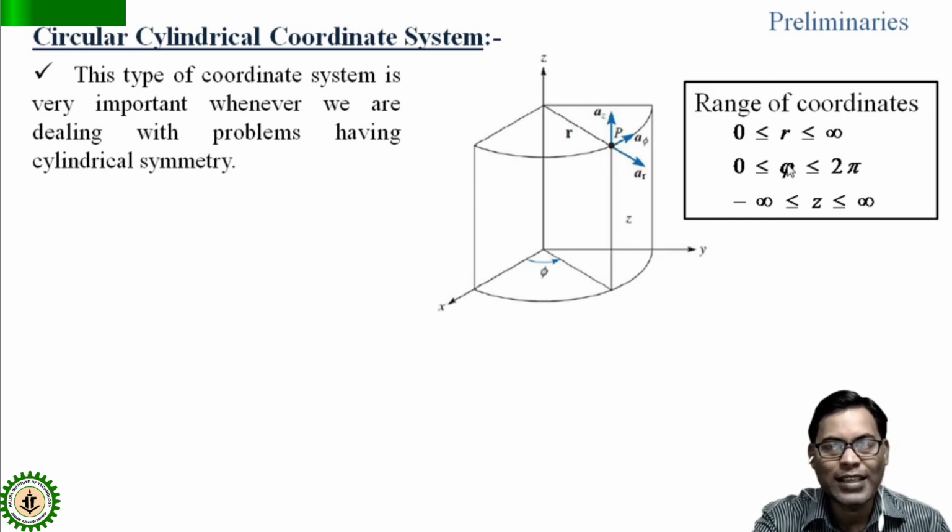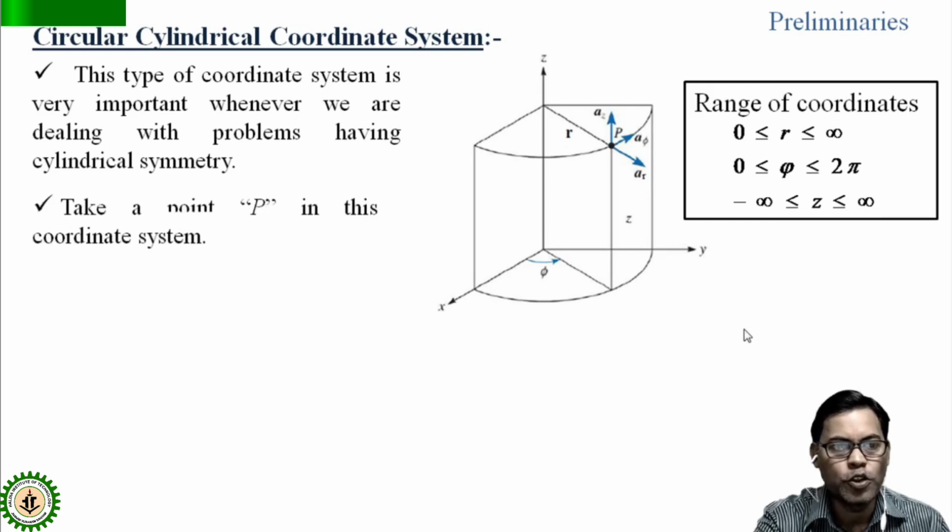The other axis is phi, which will vary from 0. Here it starts from the x-axis, and it will vary up to 2 pi, that means 360 degrees. And z will vary from minus infinity to plus infinity, as we have seen in the case of the Cartesian coordinate system.